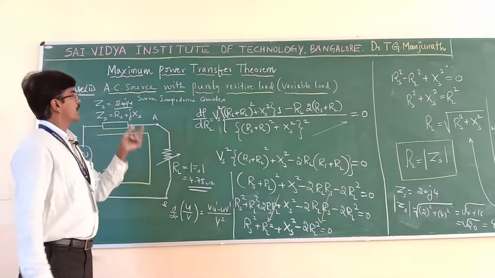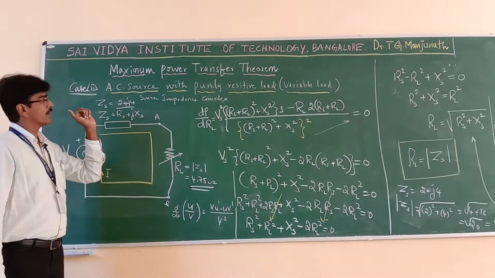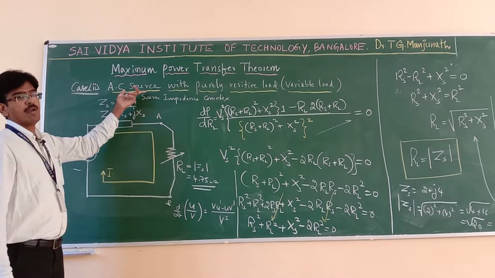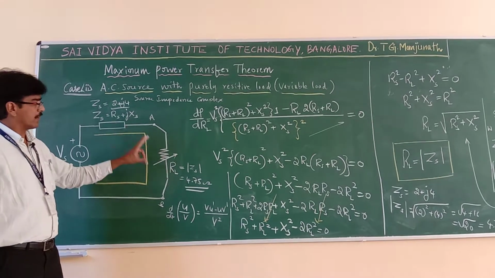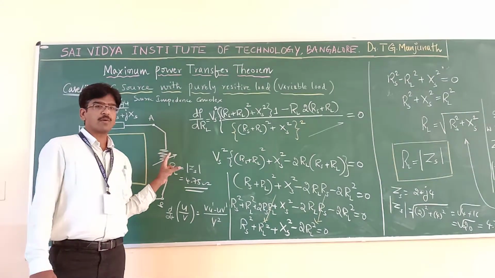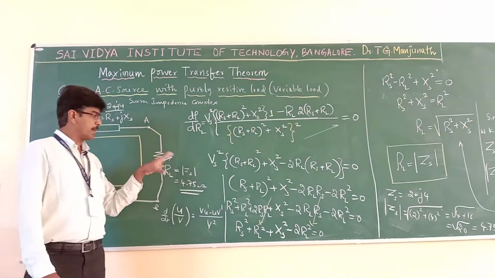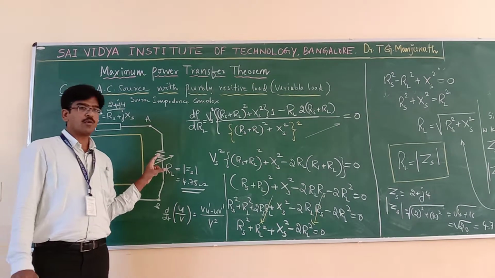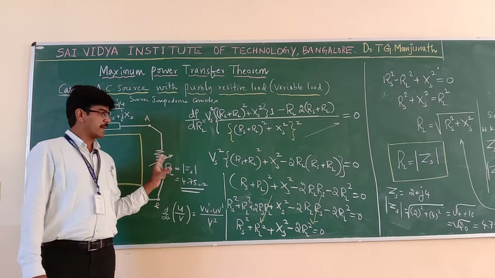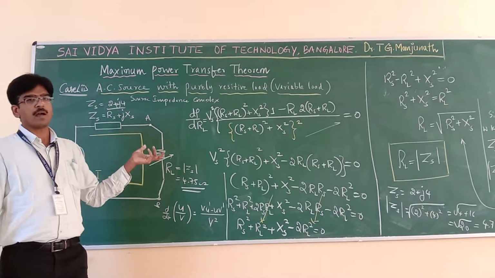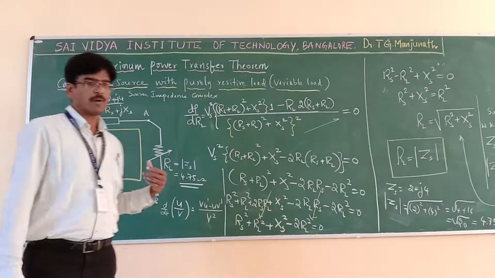Now, let us go for case 3. I will keep the source the same and the source impedance is also the same. Now, I will change the load to a complex load. Complex load means again I will take the load impedance as ZL is equal to RL plus JXL, with both RL and XL variable. Okay?